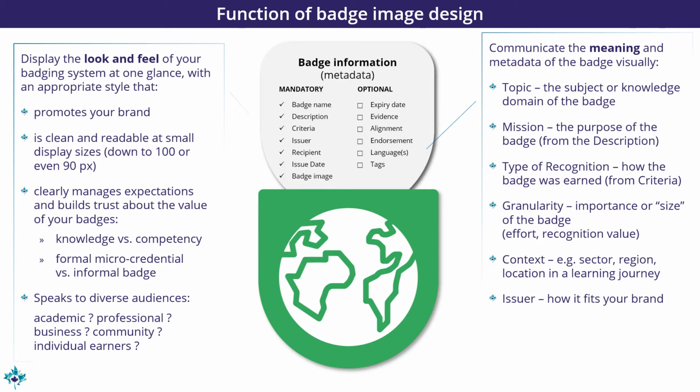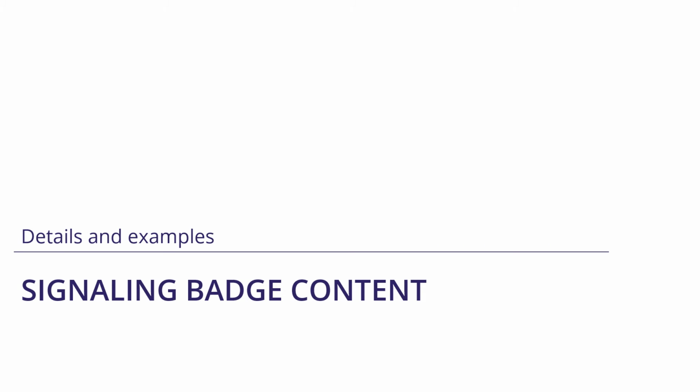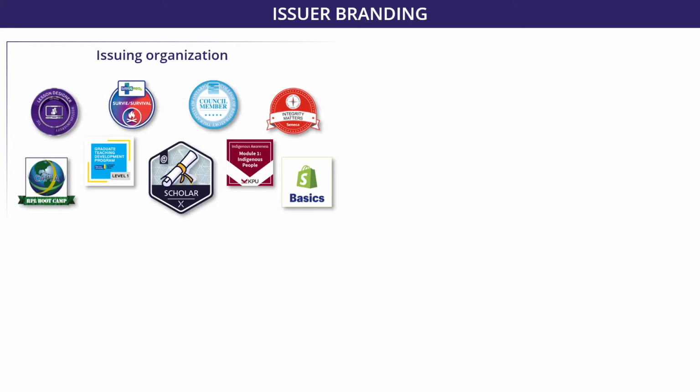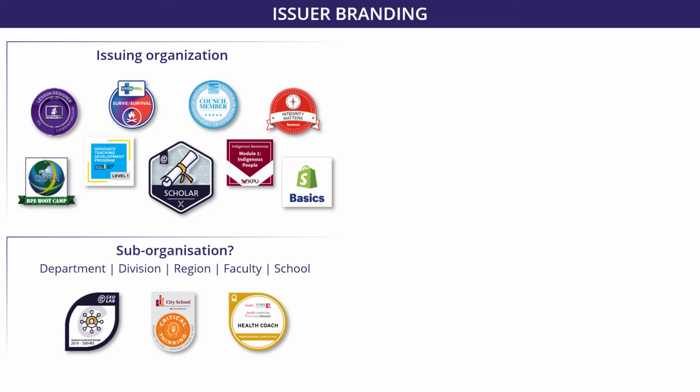So, just some examples from signaling badge content, just different looks of branding. You'll notice some things there. I would say that an uncluttered look is more effective than a lot of small text. In some cases, you have different departments or faculties or initiatives within your organization, so maybe you want to have an overarching brand and then ways of providing sub-brand within that.